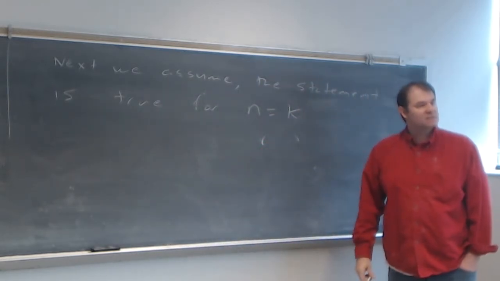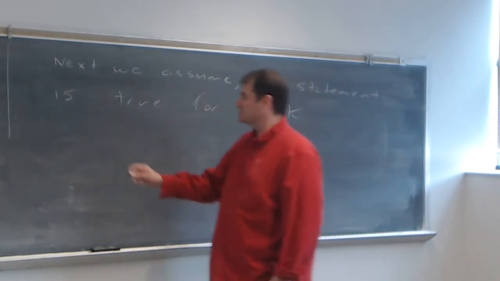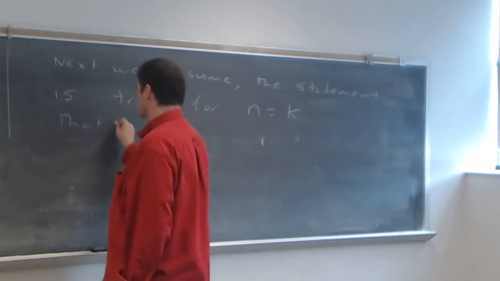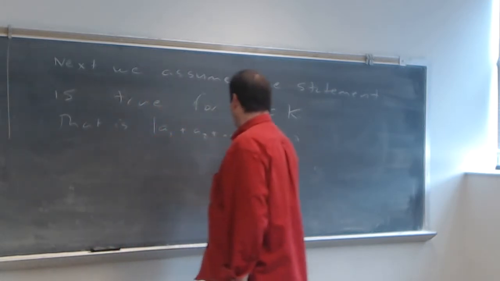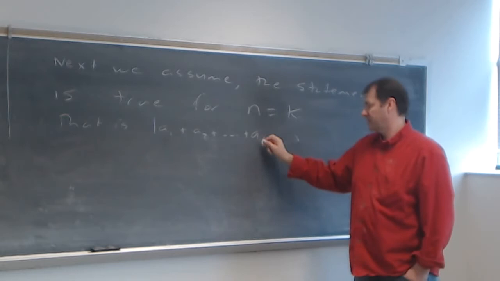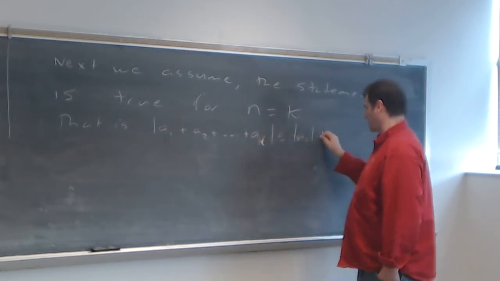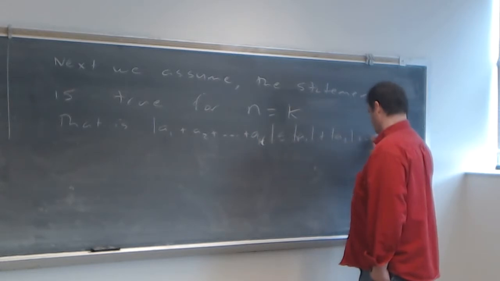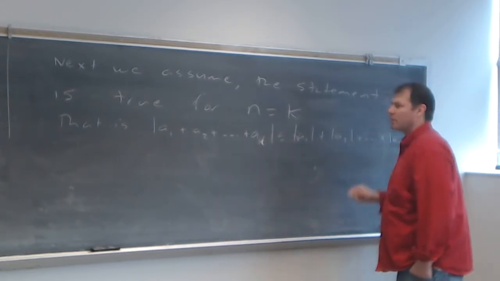Okay? What is the statement then? That is, I know the absolute value of a sub 1 plus a sub 2 plus all the way up to a sub k is less than or equal to the absolute value of a sub 1 plus the absolute value of a sub 2 plus the absolute value of a sub k. So I know that. What do I want to show?